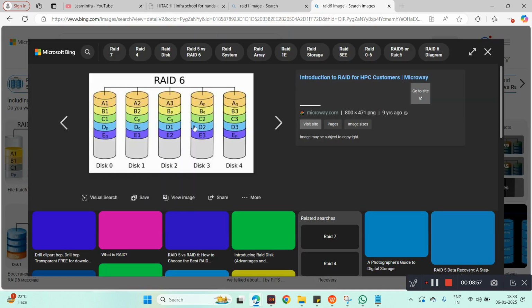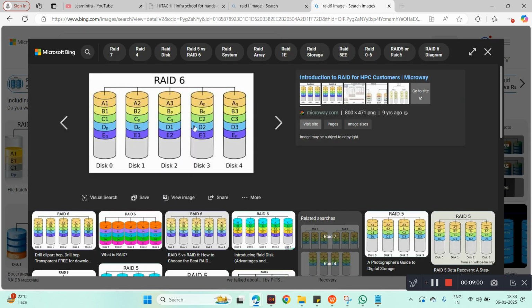In RAID 6 what you can see here is an additional parity, an additional distributed parity. So it will become similar to RAID 5.